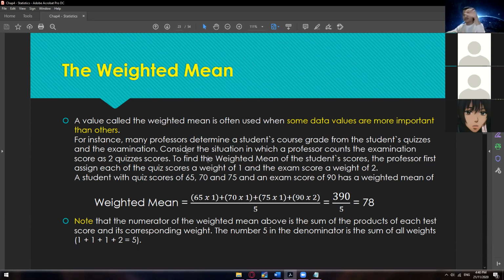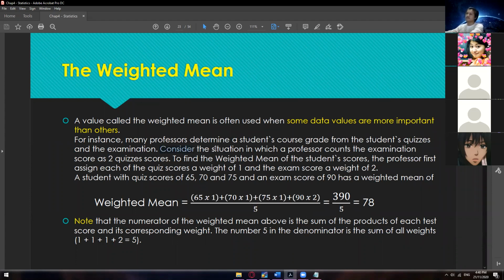In some cases, some numbers are more important than the other numbers. So let's have a clear example. For instance, many professors determine a student's course grade from the student's quizzes and examination. Consider the situation in which a professor counts the examination score as two quiz scores. To find the weighted mean of the student's scores, the professor first assigns each of the quiz scores a weight of 1 and the exam score a weight of 2. So as you can see, the exam is twice as important as the quiz.